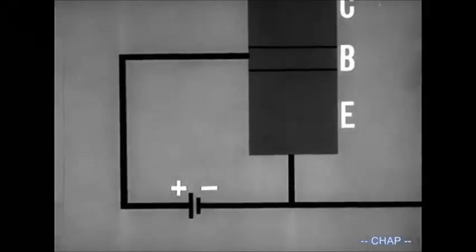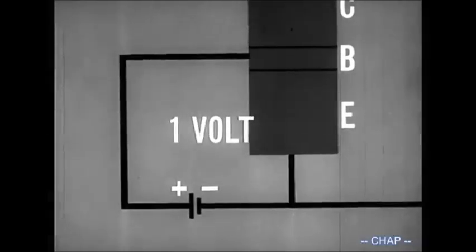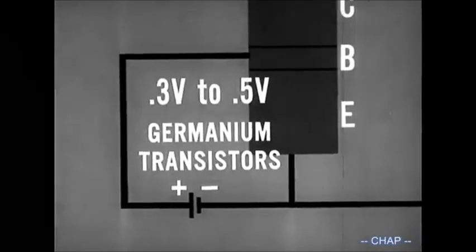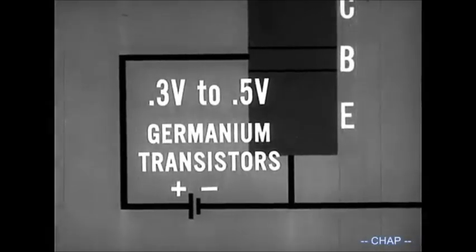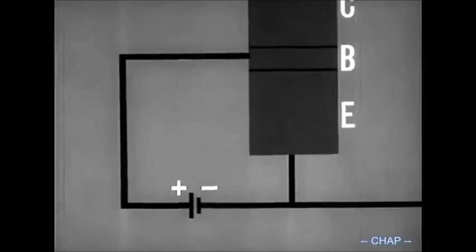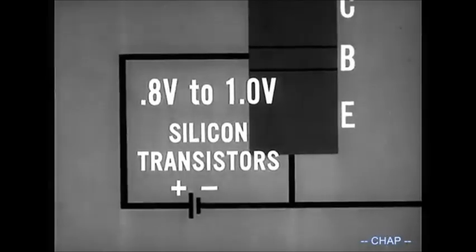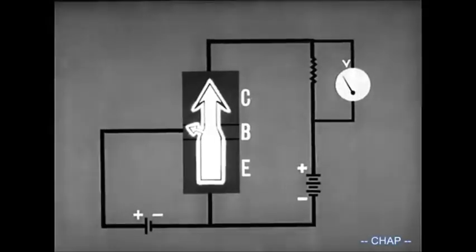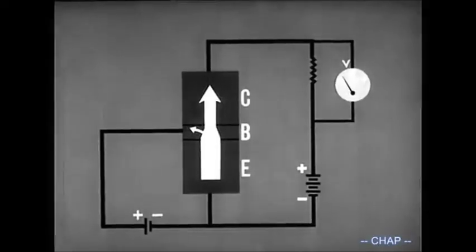Forward bias voltages used with transistors will rarely exceed 1 volt. For germanium transistors, the most common range of forward bias voltage will be from 0.3 volt to 0.5 volt. For silicon transistors, the most common range of forward bias voltage will be from 0.8 volt to 1.0 volt. The amount of current flow through the transistor is determined by the forward bias voltage applied to the emitter-to-base circuit.